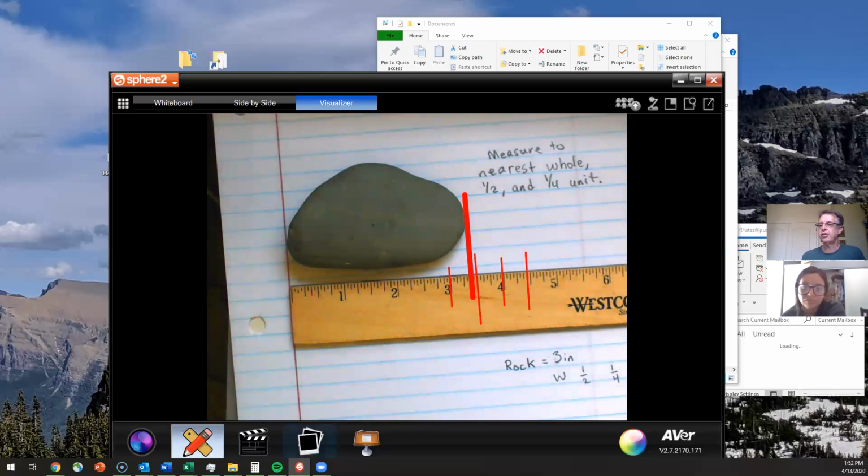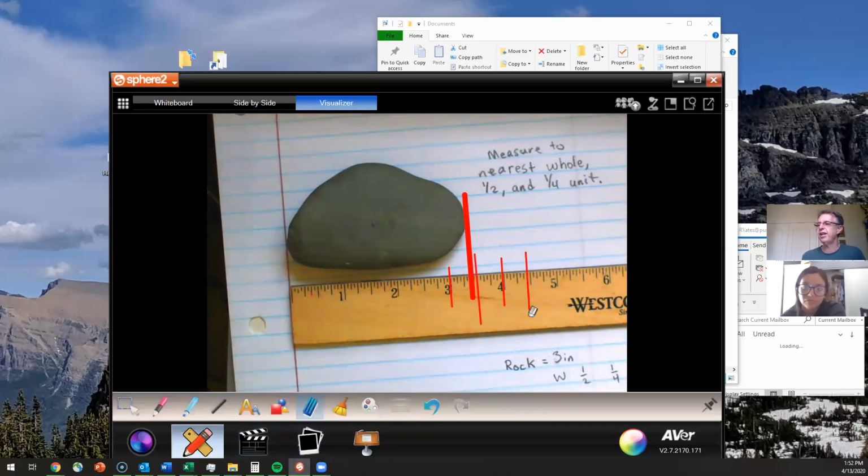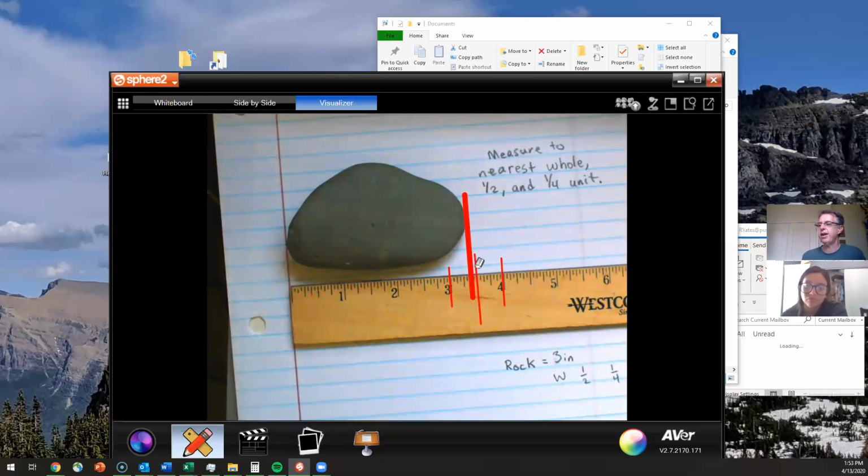And that one's not as good because I didn't really get close to it, but you can kind of see how if you're measuring to the nearest half, it doesn't have to be 3.5. It could be 3 or it could be 4. But in this case, you can see it's pretty close to 3.5 inches. So I'm going to measure this one as 3.5 inches.